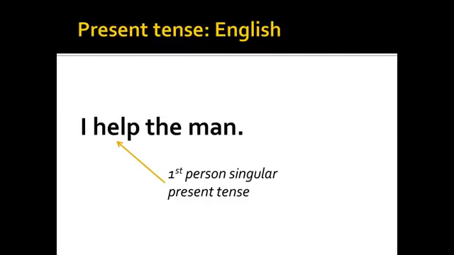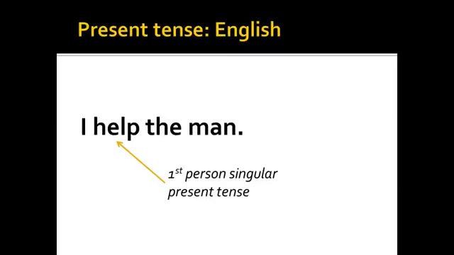So, the sentence you see on the screen is in the present tense. It reports on an action that's happening right now. I help the man. We have the subject, I, first person singular, and then we have subject-verb agreement, I help. Help being the first person singular present tense form of the verb.